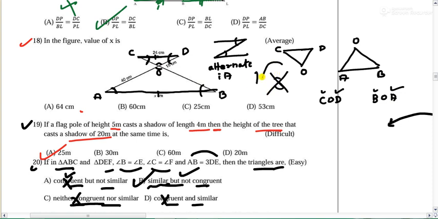What is the reason for COD equal to AOB? Can anyone tell me? Exactly. They are vertically opposite angles. So these three conditions show that these two triangles are similar using the AA criteria, right? So that is what you have to write for a 2 mark question.